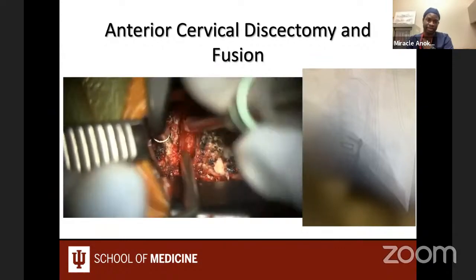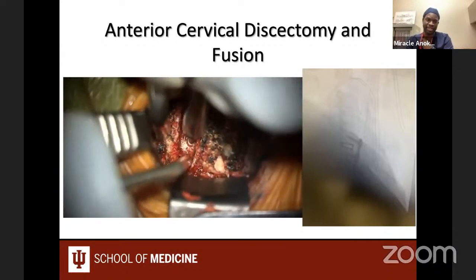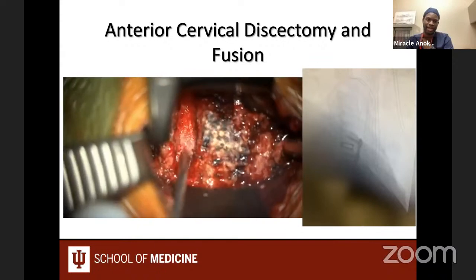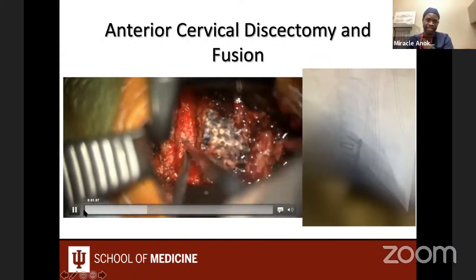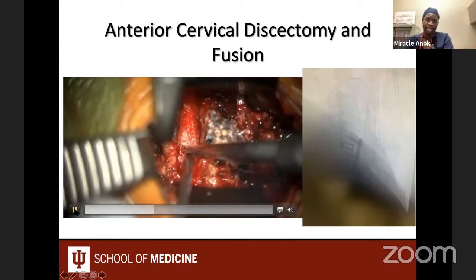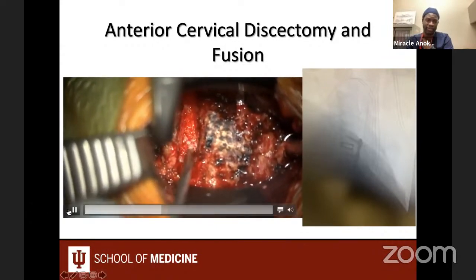You have to be very careful here because guess what's right below you? Once you get through the thin ligament and the disc, it's the spinal cord. So right there, I'm going to go back just a smidge. So that's the curette, and right underneath there, that's the ligament that I'm going underneath. And then I take a nerve hook.